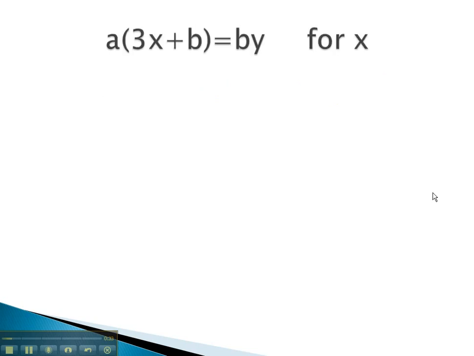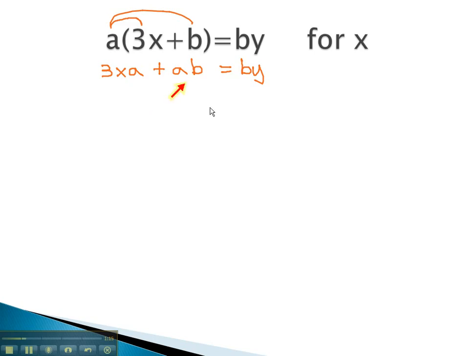So let's try an example here, solving this formula for x. If all of the other letters were numbers, what we would do first would be to take care of the number in front of parentheses. There are two ways we can do this. The most common way that we've done before is to distribute the a through the parentheses. This gives us 3xa plus ab equals by. Now that the parentheses are gone, we're ready to start solving for the x.